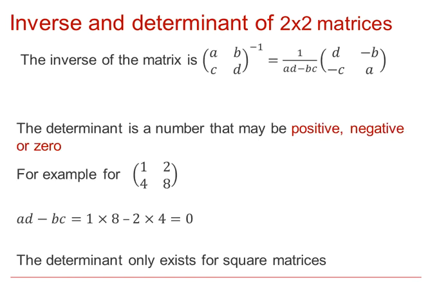So the determinant is a number that may be positive, negative, or 0. Here's an example where the determinant is 0. You will note that AD minus BC is 1 times 8 minus 2 times 4, which gives us 0. Remember that a determinant only exists for square matrices.